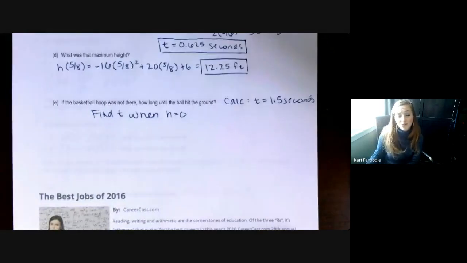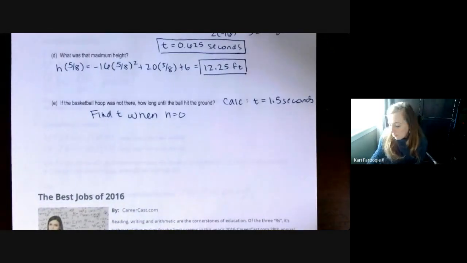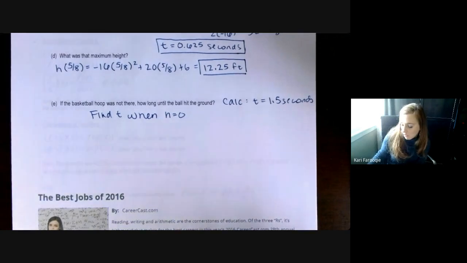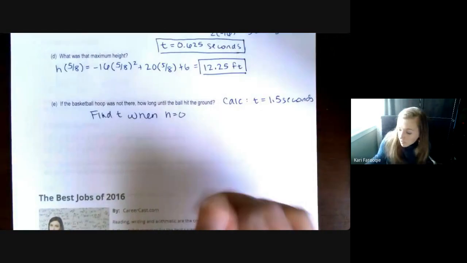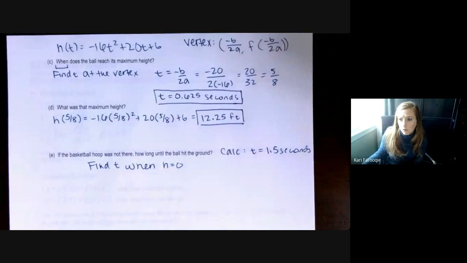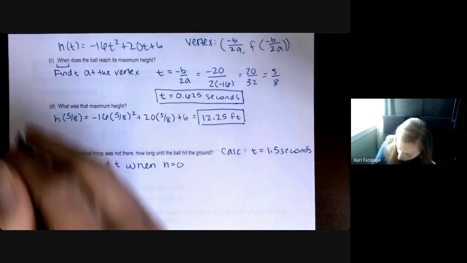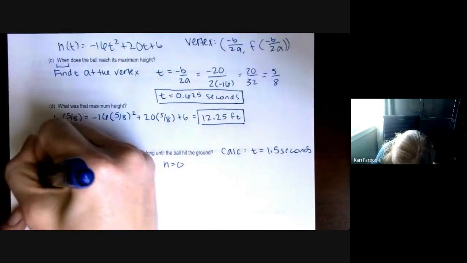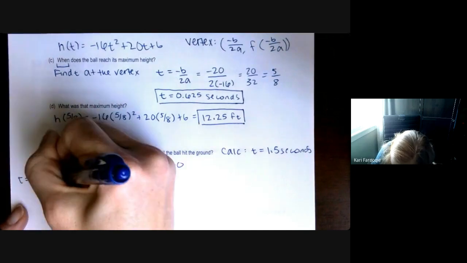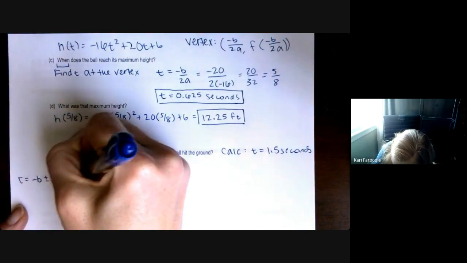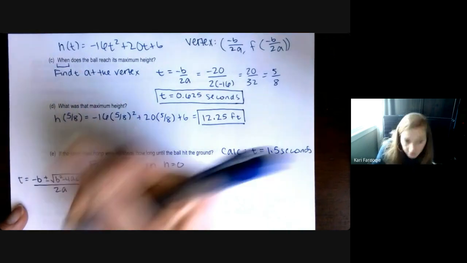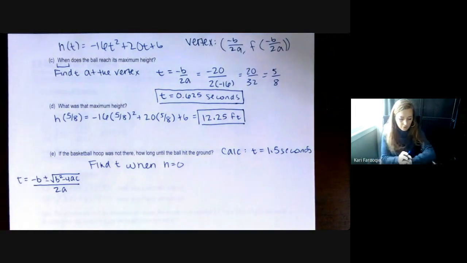I'm going to show you how to use the quadratic formula. It's been a while, so we're going to verify that with the quadratic formula right now. Remember that the quadratic formula I wrote down for you earlier is -b plus or minus the square root of b squared minus 4ac all over 2a. I'm going to write it down here again: -b plus or minus the square root of b squared minus 4ac all over 2a. And we're going to fill this in.